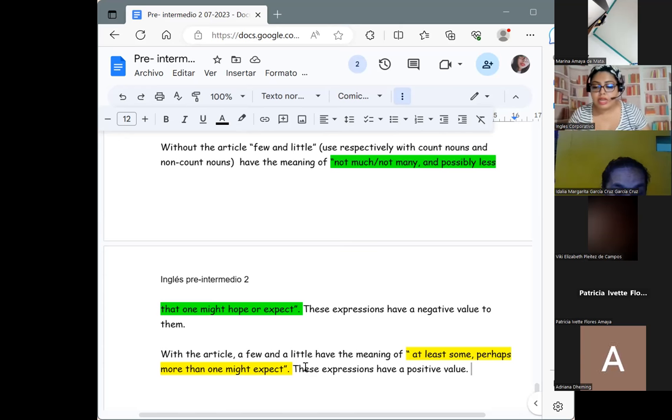Entonces, en esa situación es cuando utilizamos el few and little, because we are expecting, or we have like an idea and we have less than the idea that we have. And in the second one, when we are using the article, you are expecting to have just one coin. But when you go to your wallet, you found maybe like two more coins or maybe, I don't know, something else.